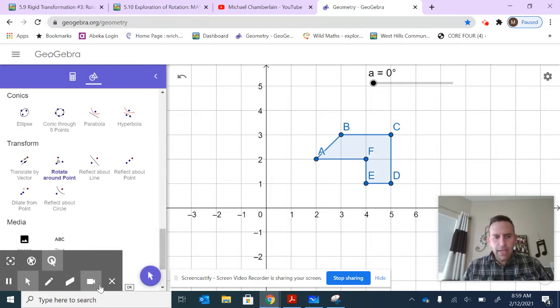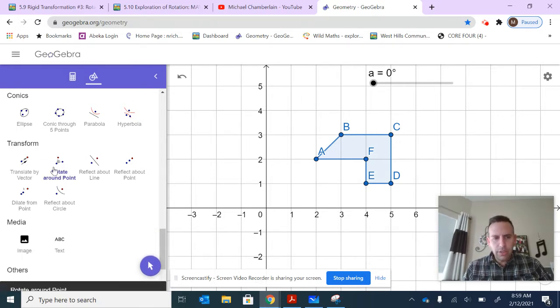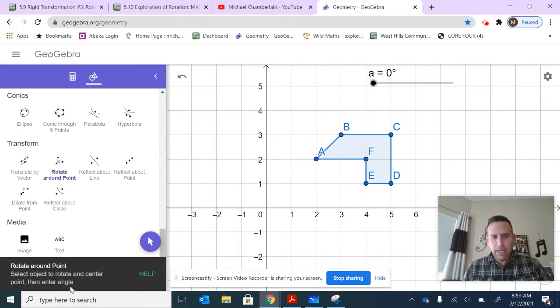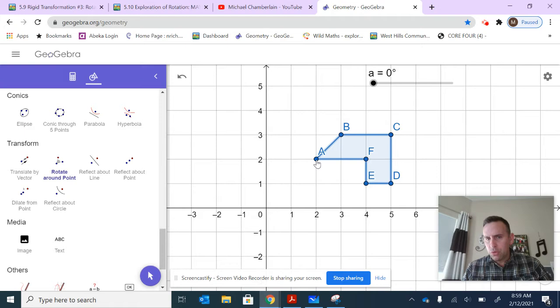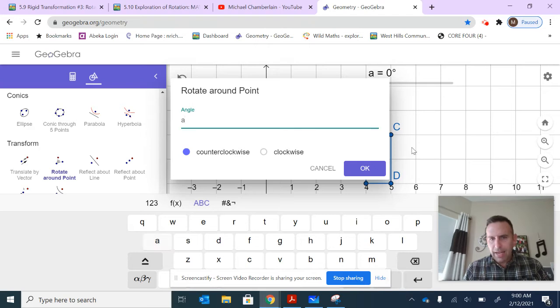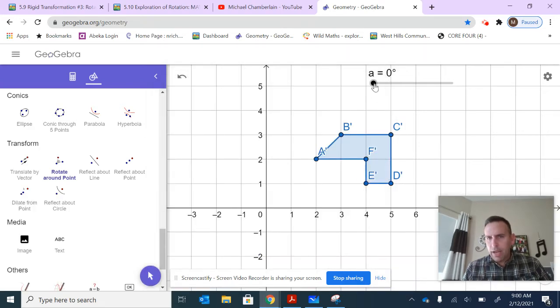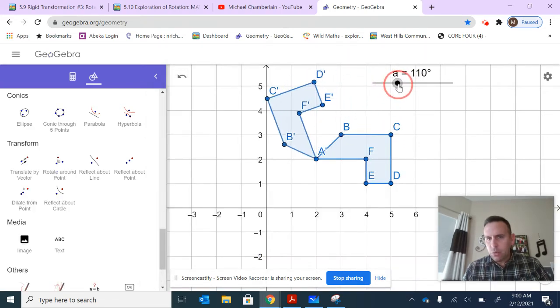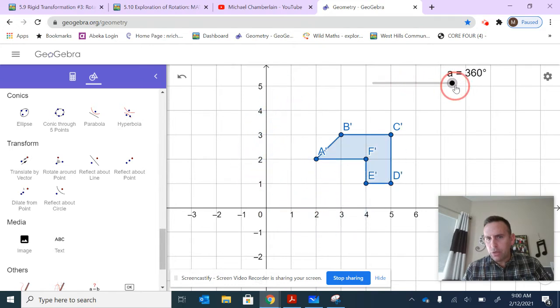If I were to rotate around a point, the directions would be to select the object and the center point and then the angle. So I'm going to select the object, the polygon. I'll choose A as my center point, and then instead of an angle of 45 degrees, I'm going to choose the letter A because that's my slider name. Now as I grab my slider, notice that it's rotating about A all the way 360 degrees around. You can see it can rotate about A.